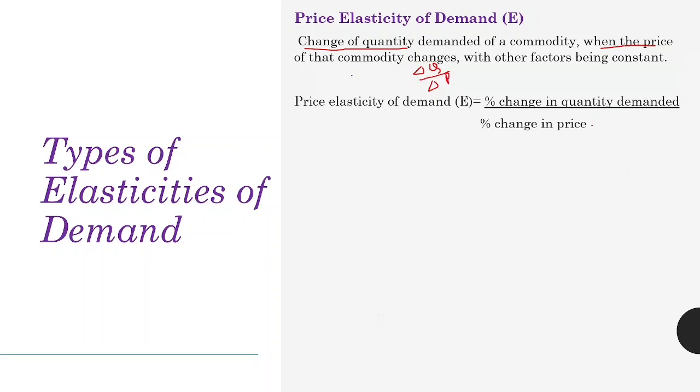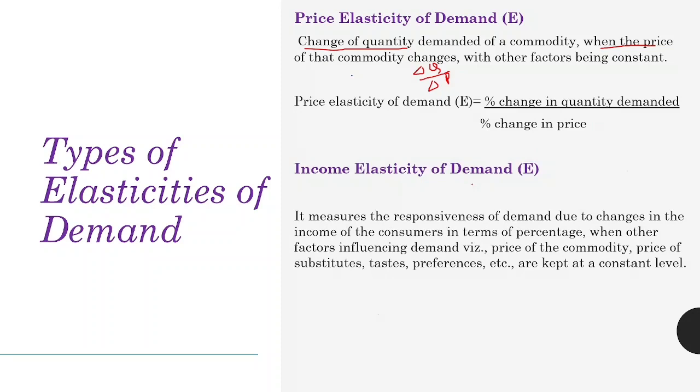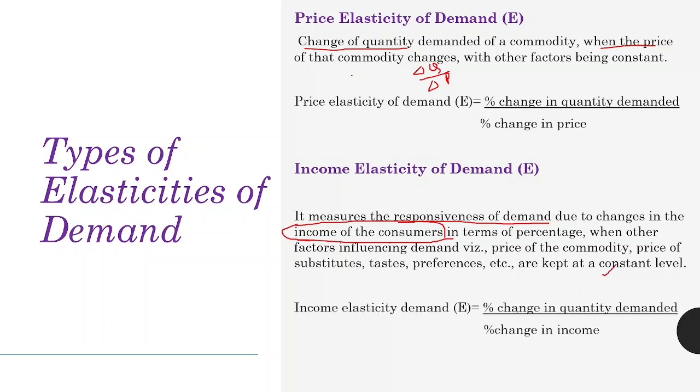The second one is income elasticity of demand, and income elasticity of demand is defined as a measure of responsiveness of demand due to change in income of the consumer in terms of percentage. So it does not include other factors, it just takes into consideration the income of the consumer. So do remember income elasticity, consider income of the consumer. So here all the factors are kept constant, and the formula for this is percentage change in the quantity demanded by percentage change in the income.